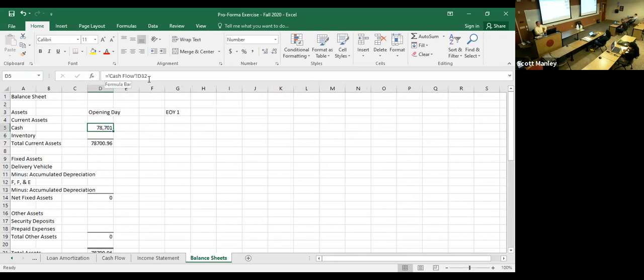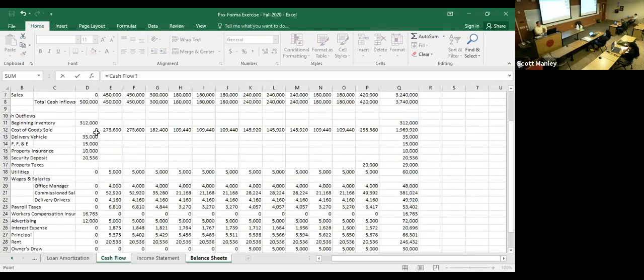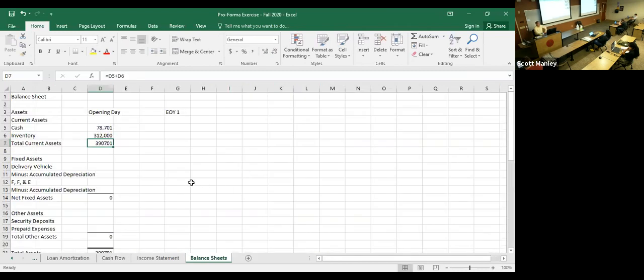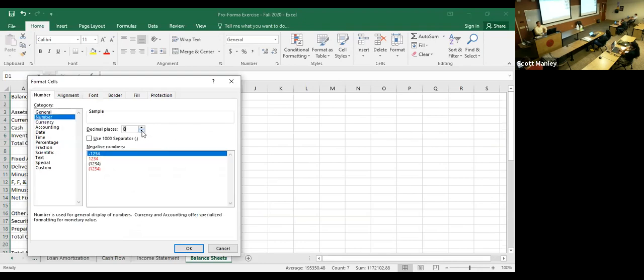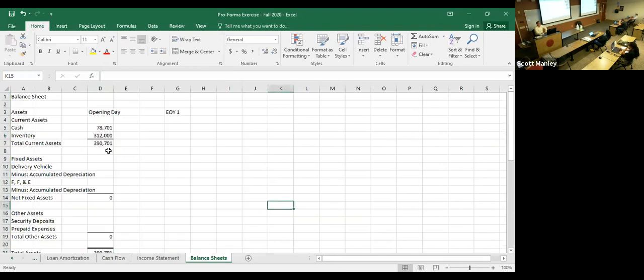Equals cash flow D32. What about my beginning inventory? How much inventory do I have on opening day? There's going to be a pattern, y'all. It is on my cash flow, isn't it? That's going to equal from my cash flow how much my beginning inventory is. Okay. So my total current assets are $390,701. Where can I get the value of my delivery vehicle?